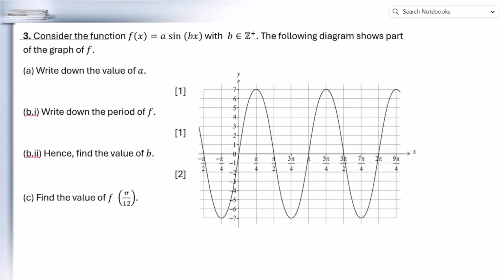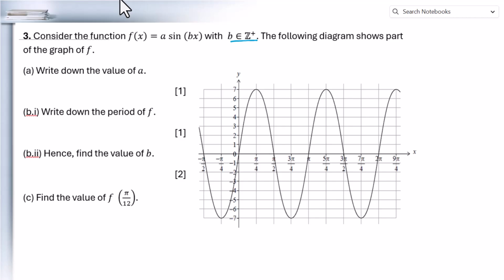This video is about review for trig functions. Consider the function f of x equals a sin bx, with b a positive integer. The following diagram shows a part of the graph of f. Write down the value of a.